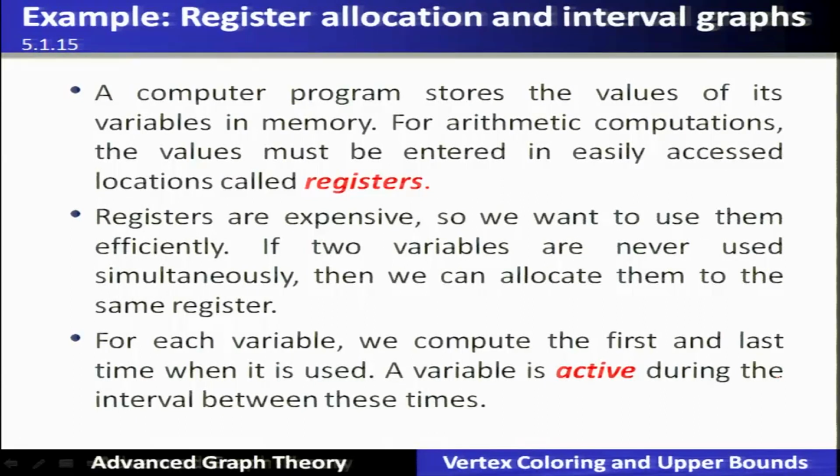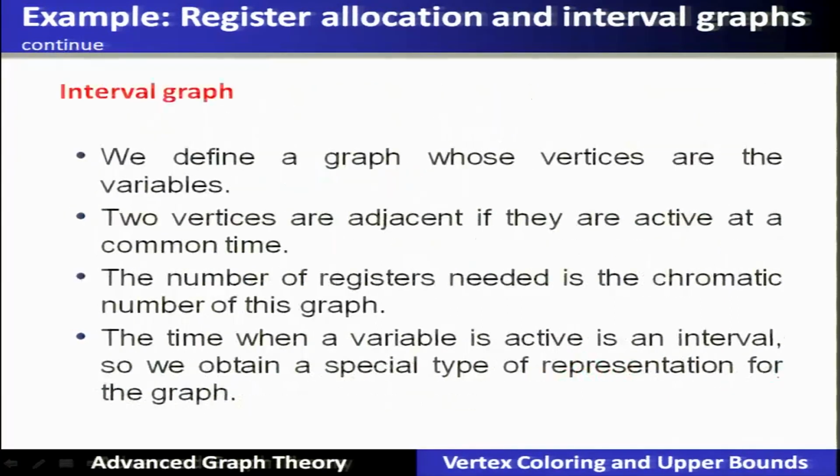Registers are expensive, so we want to use them efficiently. If two variables are never used simultaneously, then we allocate them to the same register. For each variable, we compute the first and last time when it is used. A variable is active during the interval between these times. This is represented in the form of a graph which is called an interval graph.